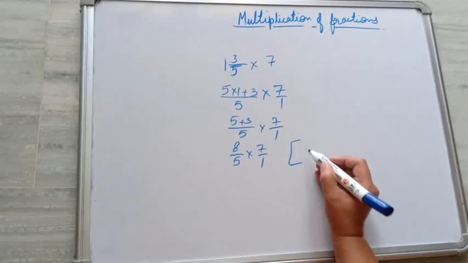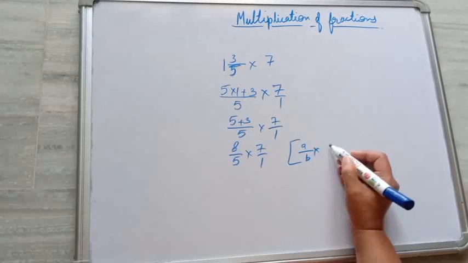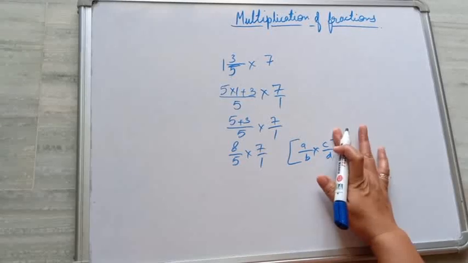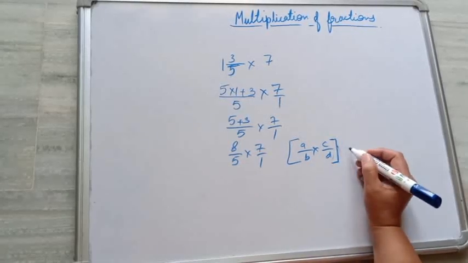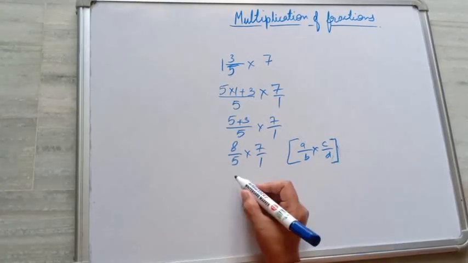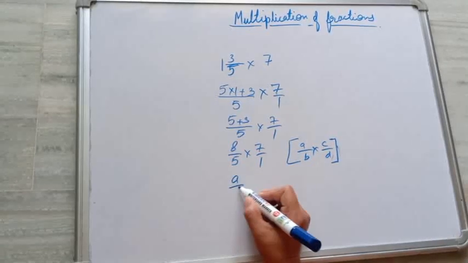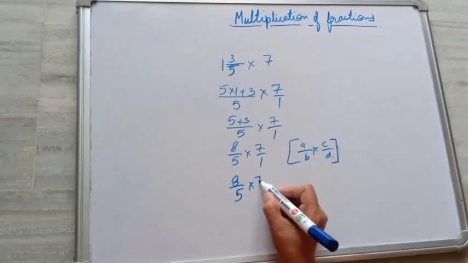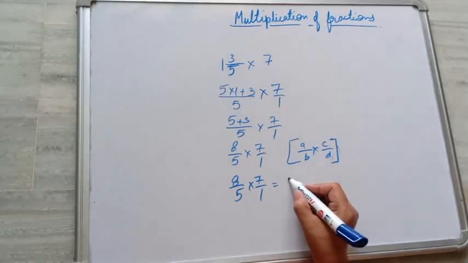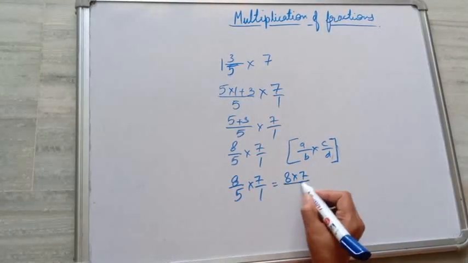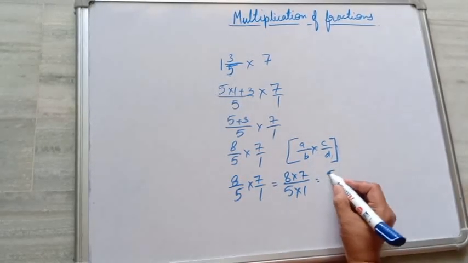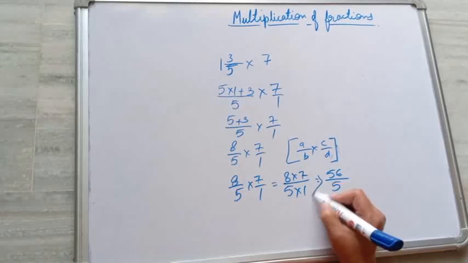So as per the rule, A upon B multiplied by C upon D, that is 8 upon 5 multiplied by 7 upon 1, is equal to 8 into 7 upon 5 into 1. That is, 8 7s are 56 and 5 1s are 5.